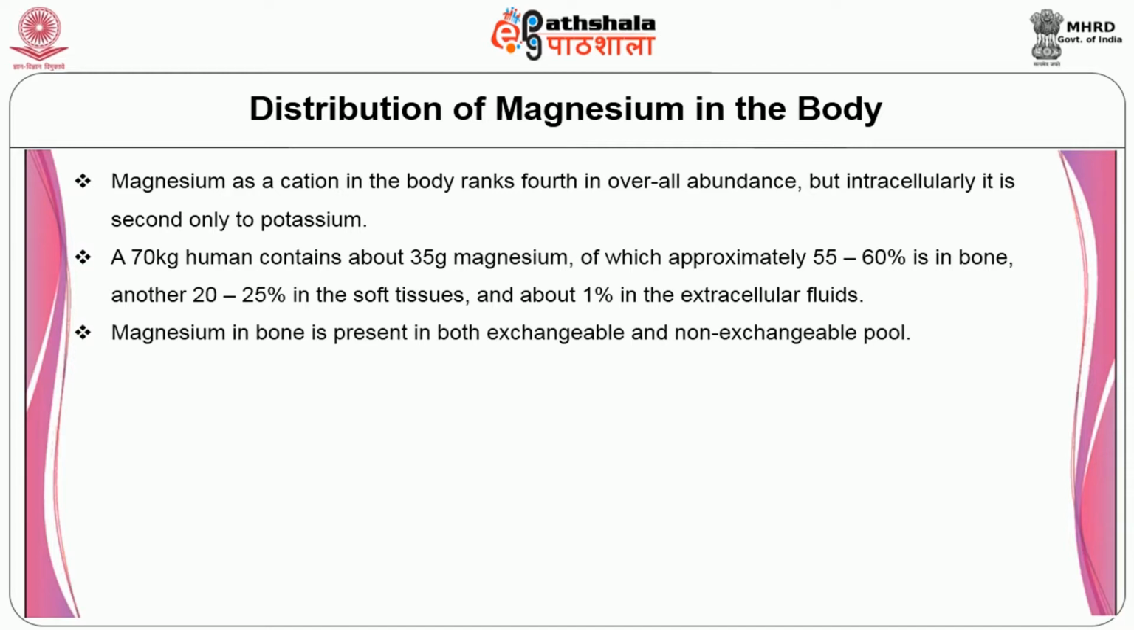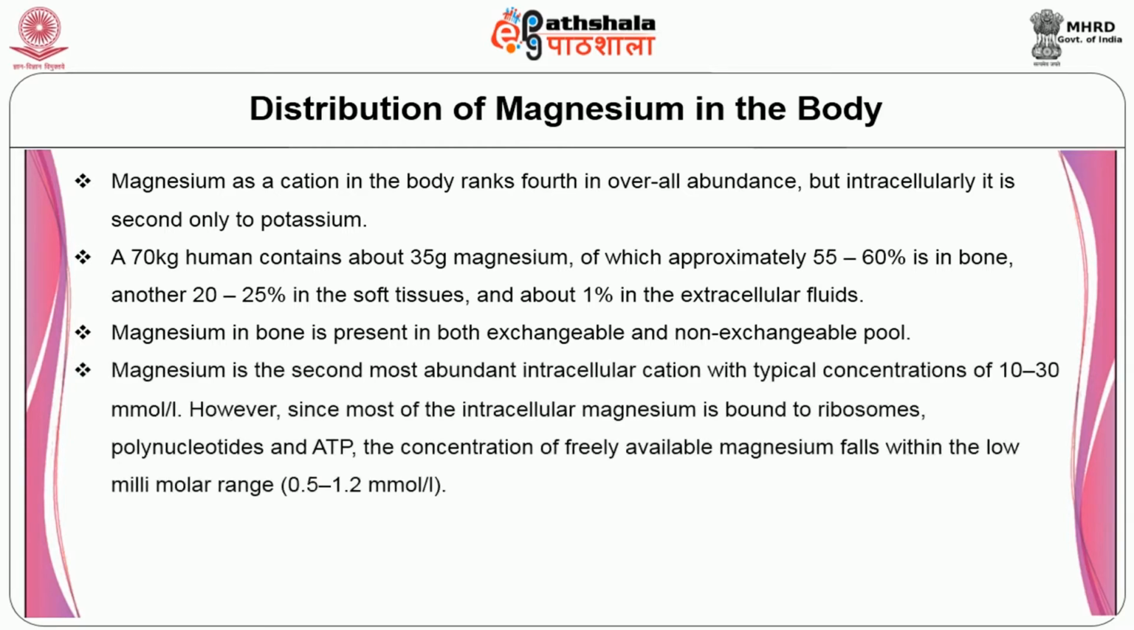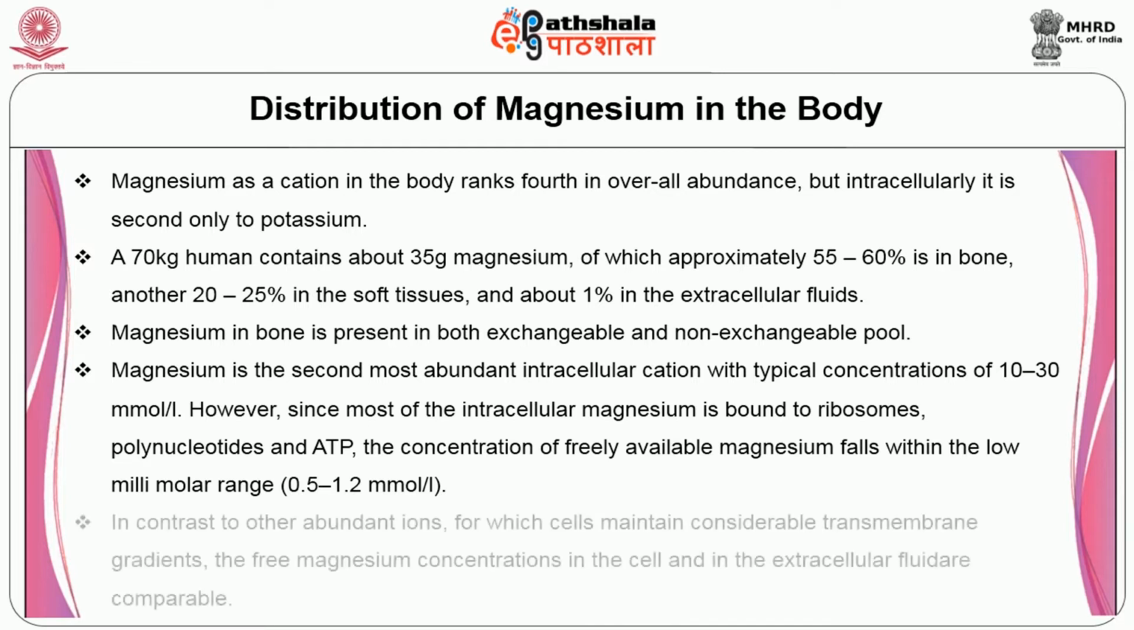Magnesium in bone is present in both exchangeable and non-exchangeable pools. Magnesium is the second most abundant intracellular cation, with a typical concentration of 10 to 30 millimole per liter. However, since most of the intracellular magnesium is bound to ribosomes, polynucleotides and ATP, the concentration of freely available magnesium falls within the low millimole range.